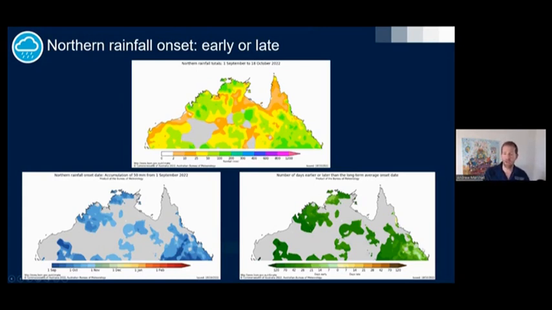So it's showing all the green areas, showing that we have had so far an early onset to the northern rainfall season over almost all these areas. And so that again is what we expect to happen when we have a La Nina event in particular. We do tend to see an earlier start to the wet season.